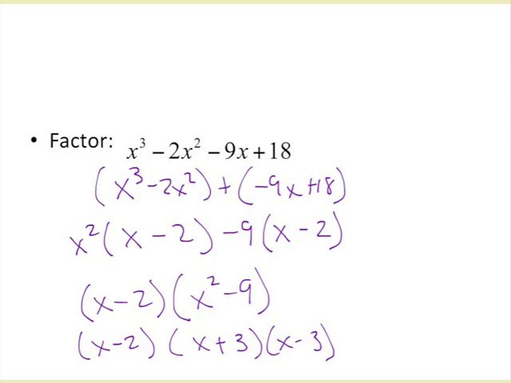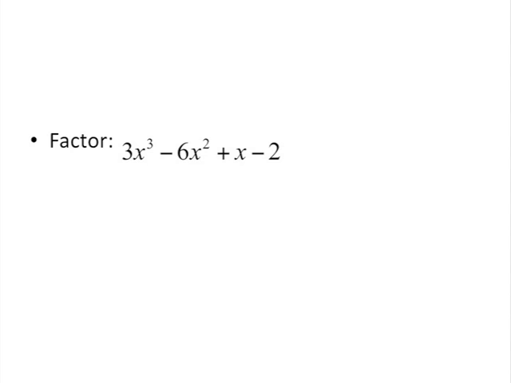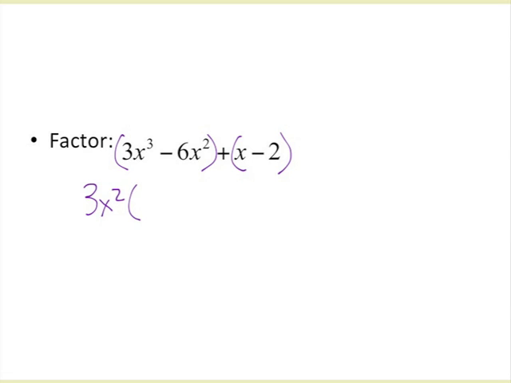Okay, we'll do one more of this kind of a review from yesterday. So we group together our first two terms plus our last two terms. What's in common in the first group? 3x squared. What's left over when that comes out? x, and x minus 2. So dividing gives just an x left over, and then dividing gives a 2 left over.